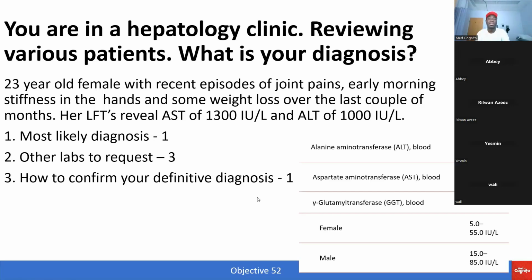Beautiful. So what's your most likely diagnosis? So here is the most likely. That is correct. Dr. Aruj got it right. Dr. Tawhid, what's your answer? I want to know whether you'll also get the same answer as Dr. Aruj.